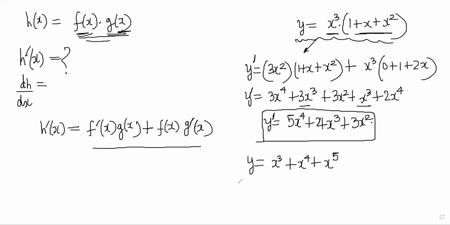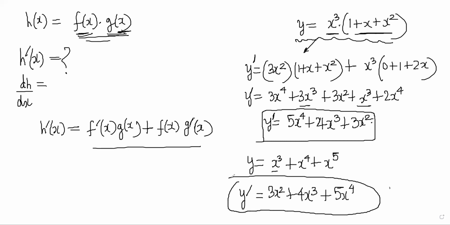So now if I did it directly here, y dash, what is coming here? 3x square plus 4x cube plus 5x power 4. Is it coming? What rule are we using? x power n derivative is n x power n minus 1, right? Are you getting what happened?